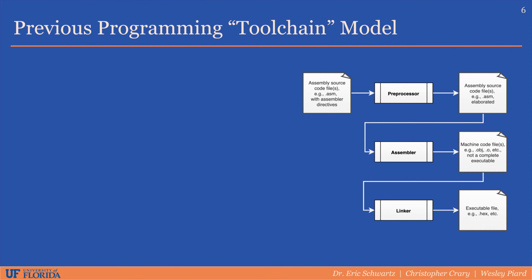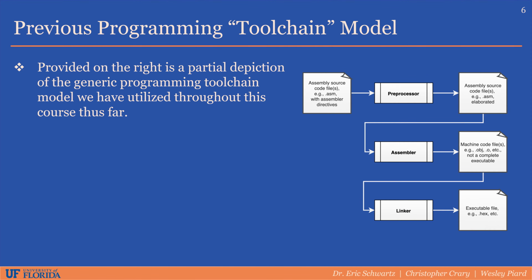For some of the remainder of this lecture, let's discuss how the C programming language will fit into some overall programming toolchain model, where the term toolchain here is meant to refer to some series of software tools utilized in conjunction. Now, on the right is some particular but partial depiction of the generic programming toolchain model we have utilized throughout this course thus far.